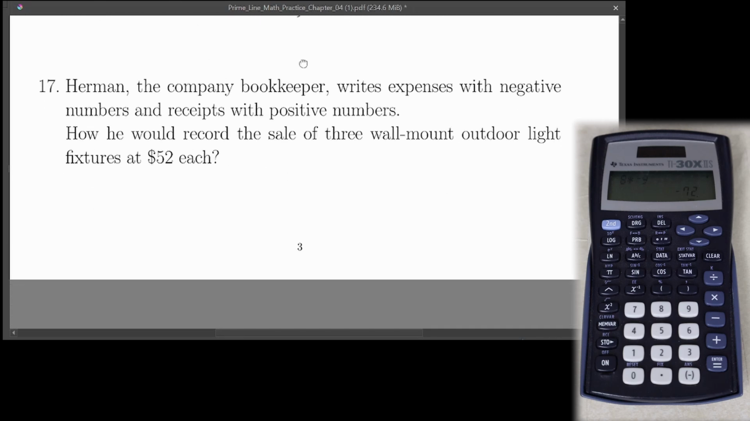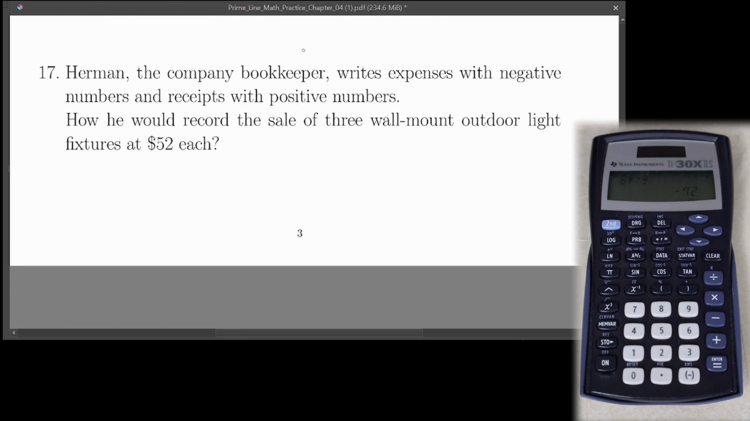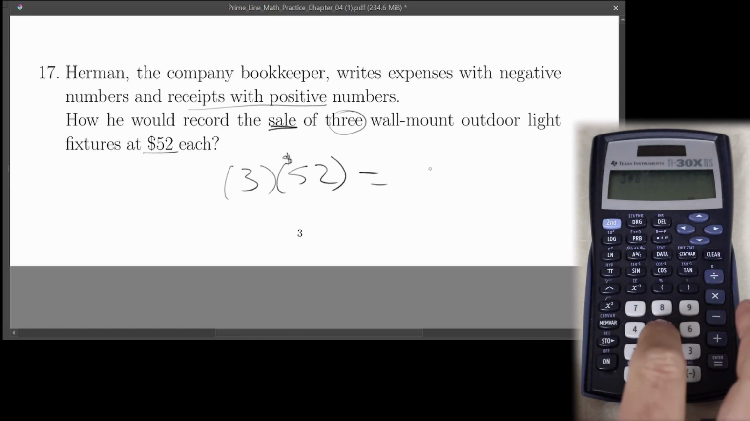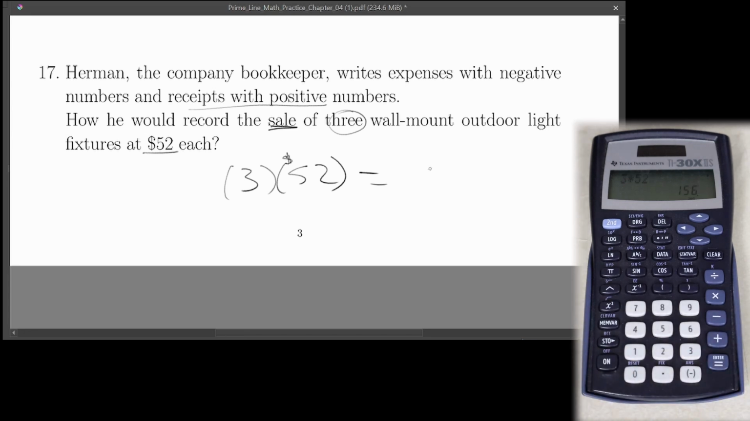Herman again, same story. He sold this one for his company, so that's a positive, and 3 of them at this cost. So that's 3 times $52 each. 3 times 52, we get 156 for his total.